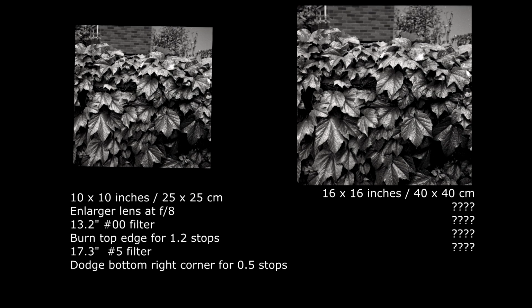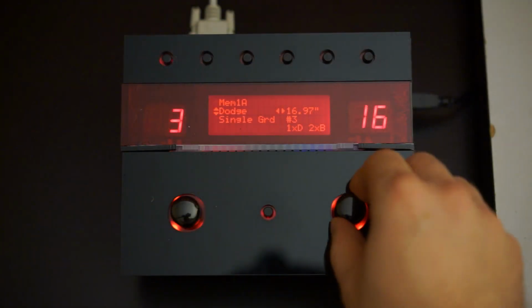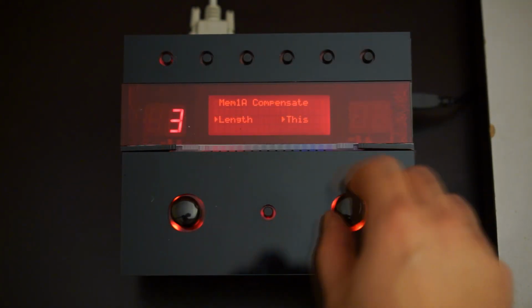Now, imagine you have made a print yesterday, and today you want to print the same photo once again, but you want to print it slightly larger. You can recall all your settings, and if you are using the same paper, all you have to do is a very basic adjustment in order to make a larger print. Simply go to the Compensate menu and choose Length.